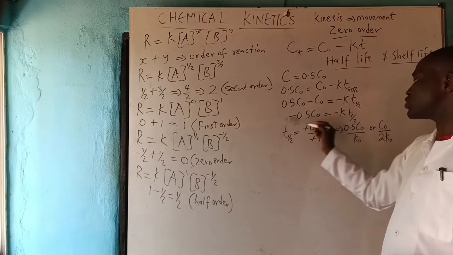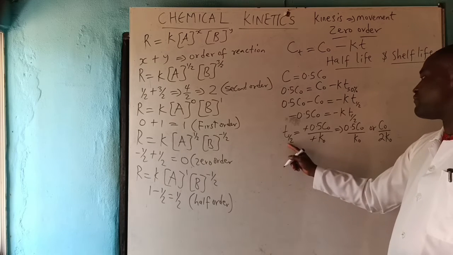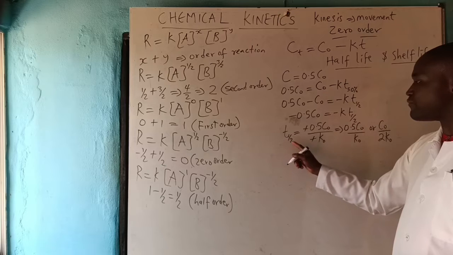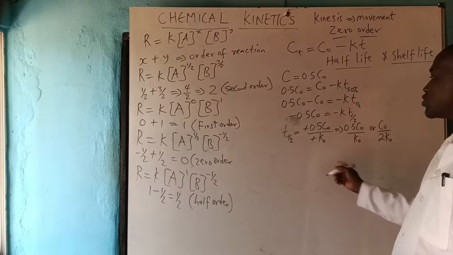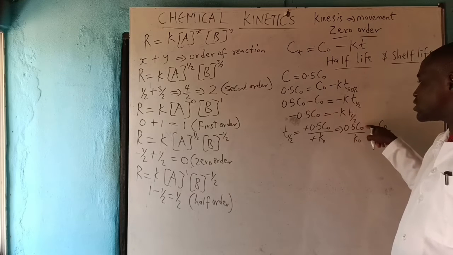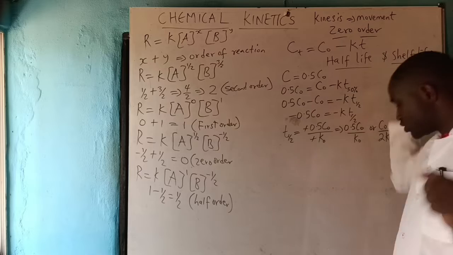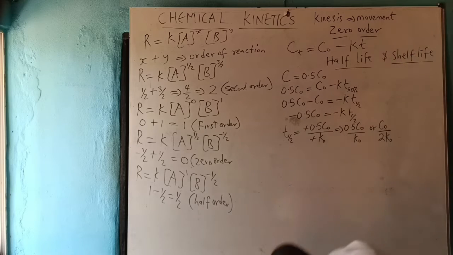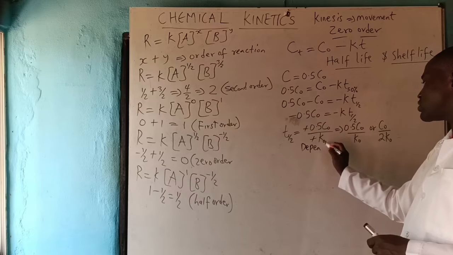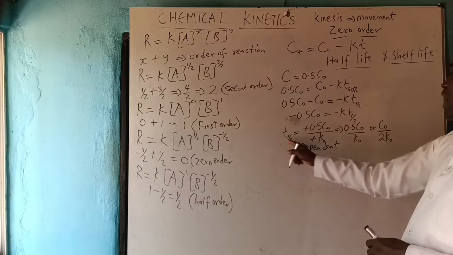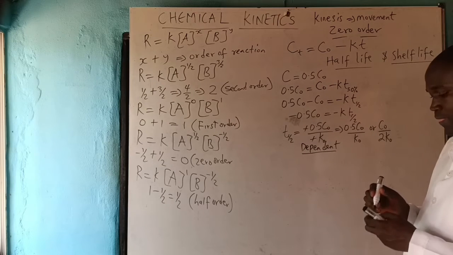So, what does this tell you? It's telling you that the half-life of a zero order reaction is dependent on initial concentration. That is, the higher the initial concentration, the higher the half-life. Half-life is dependent on initial concentration. Please note this key point.